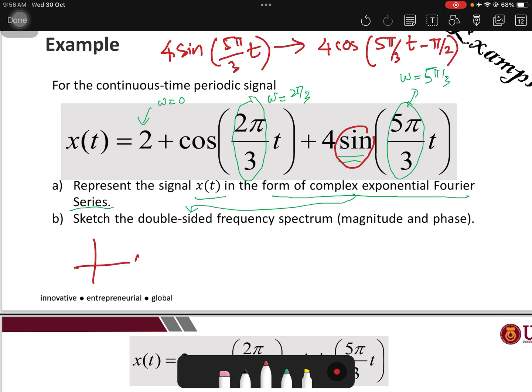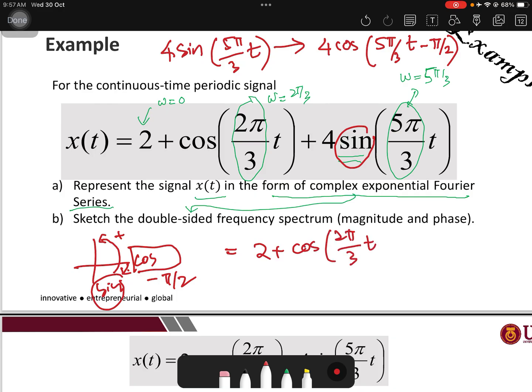So you have cos, you have sine. Given the sine, we need to represent it as cos. For cos, if this one is positive, then to get from cos to sine, it is negative pi over 2. That is why negative pi over 2. So this is the signal: 2 plus cos 2 pi over 3 t, plus 4 cos 5 pi over 3 t minus pi over 2. So it doesn't matter.